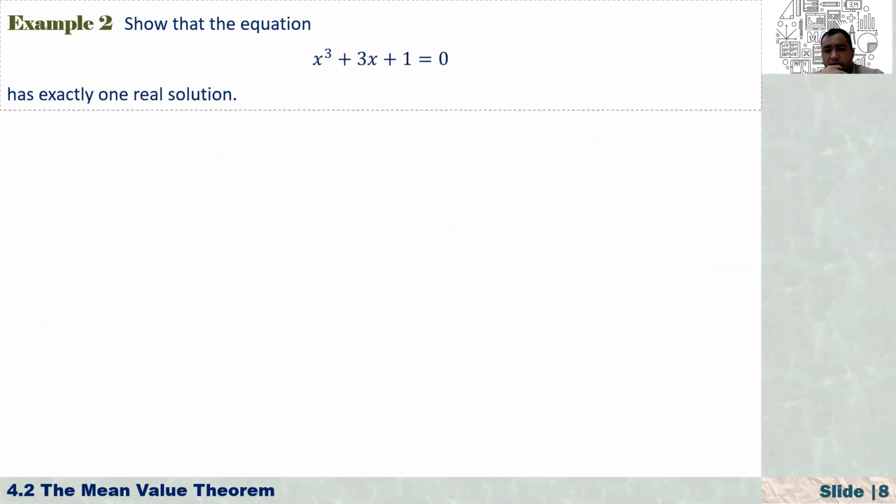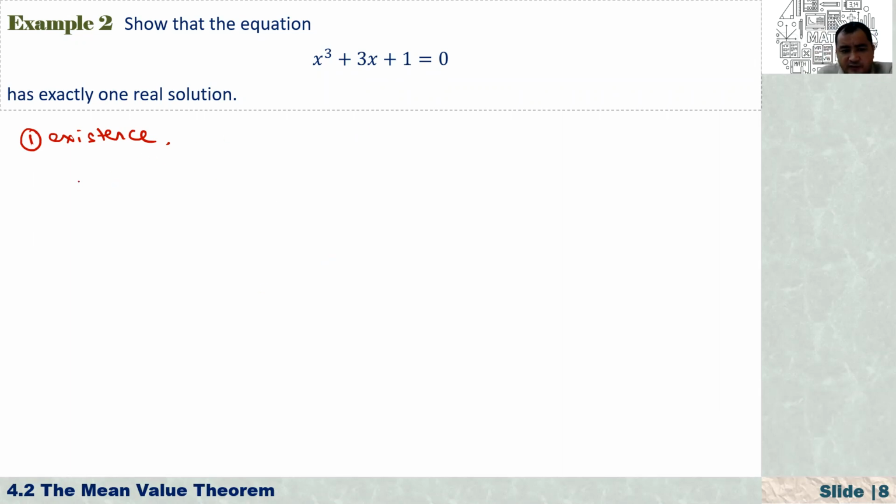Another question: show that the equation x cubed plus 3x plus 1 equals 0 has exactly one real solution. It means that I need to show that it cannot have two solutions, so there are actually two steps. Number one, I have to show that it has solutions, and number two, it has one and only one solution. So we will do this in two steps. Number one, existence. Now I'm just going to use the intermediate value theorem.